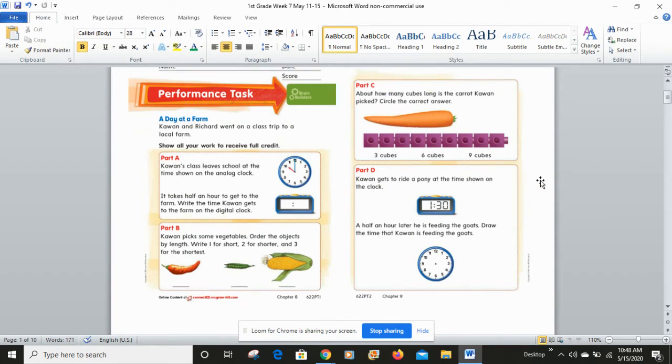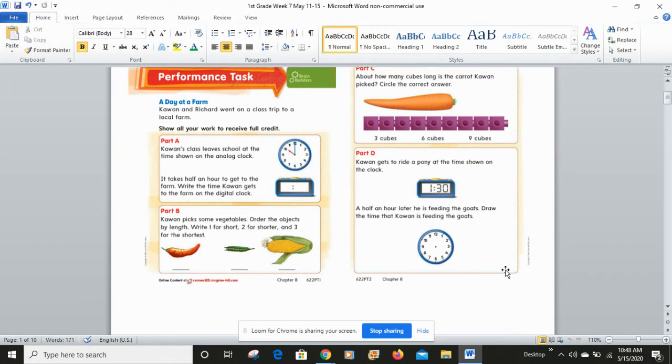And part D, Kwan gets to ride a pony at the time shown on the clock. Remember, this is a digital clock right here. So a half an hour later, he is feeding the goats. Draw the time that Kwan is feeding the goats. And remember, when you're going to draw the hands on an analog clock, you have two hands. You have the longer minute hand and the shorter hour hand. So if he rides the pony at 1:30 and a half hour later he's feeding the goats, where would you draw those hands on the analog clock?